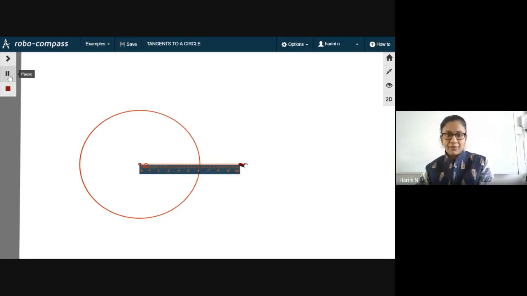So see what I'm doing. If I want to draw the perpendicular bisector, I should keep the compass at the point O first. Take a radius more than half of OP. That means almost near P, I can pull my compass. Then draw an arc above OP and then below OP also with the same radius. That is what I'm going to do now.